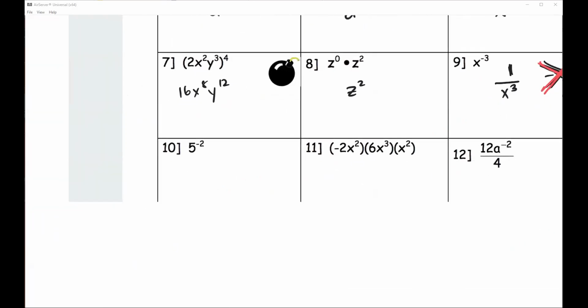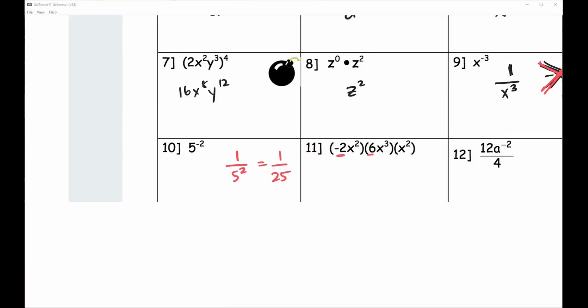Number 10. 1 over 5 squared, right? Because the negative exponent goes to the bottom, right? And so this ends up equaling 1 over 25. We good? Number 11. On the difficult end a little bit.